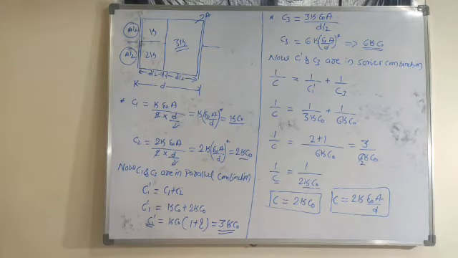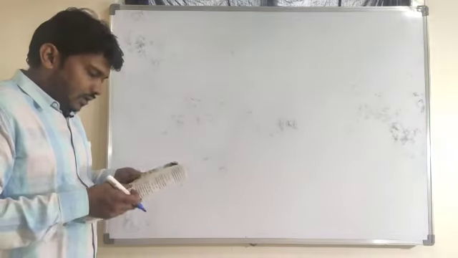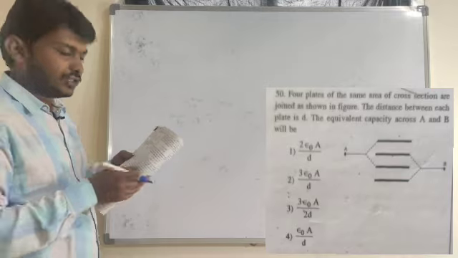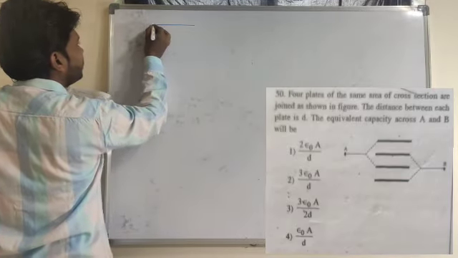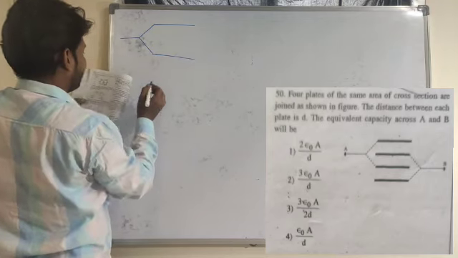We'll look at the next one. Okay, look at the next question. 4 plates of the same area of cross section are joined as shown in the figure. So they considered 4 plates here, and those plates are arranged in this manner.